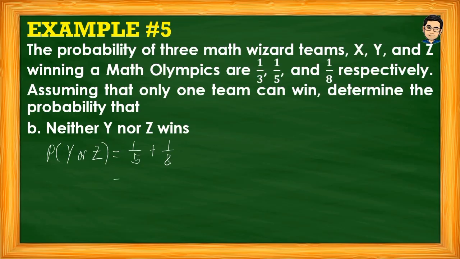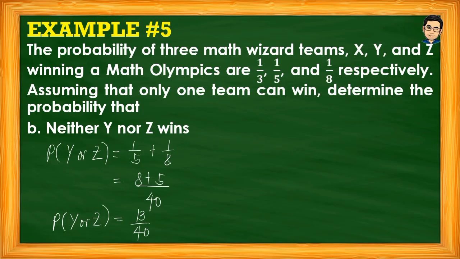So 1/5 plus 1/8. So the LCD of 5 and 8 is 40. So 40 divided by 5, 8 times 1, 8. Plus 40 divided by 8, 5 times 1, 5. So 8 plus 5 is 13 over 40. So the probability that either Y or Z wins is equal to 13 over 40.